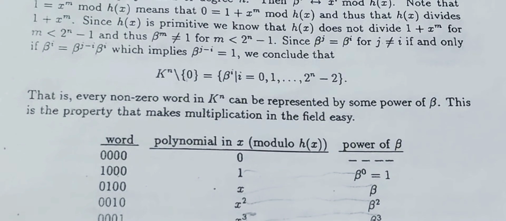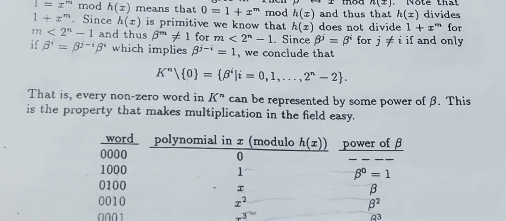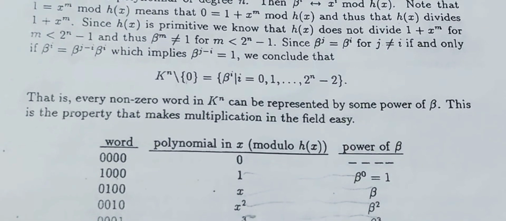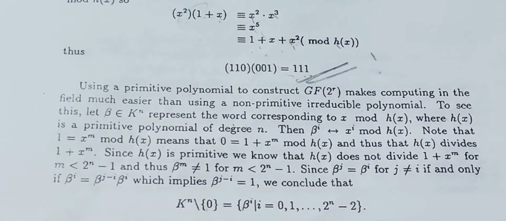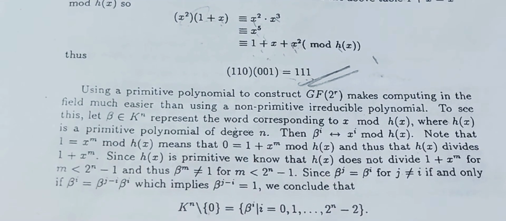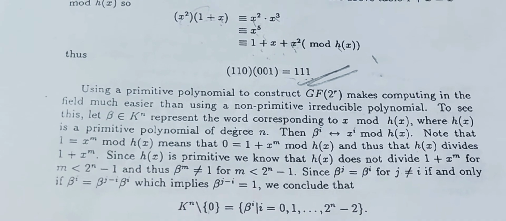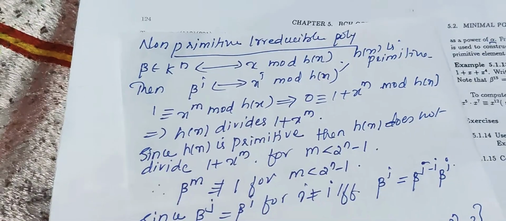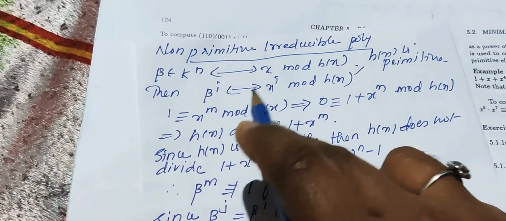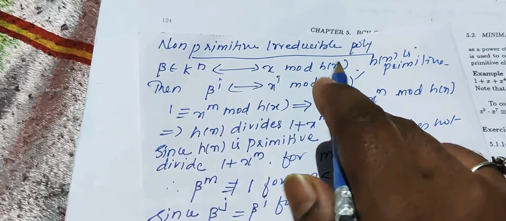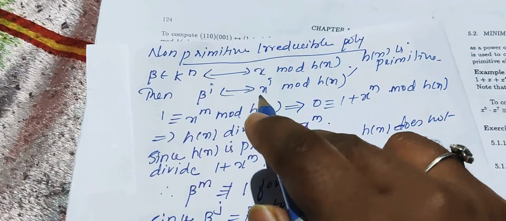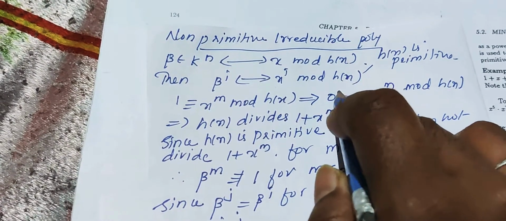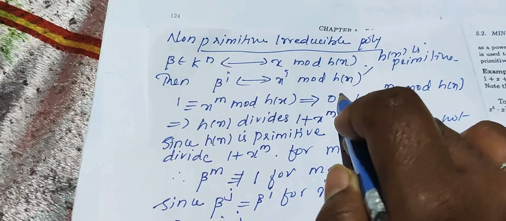This is the property that makes multiplication in the field easy. This is the construction; it is the easy way, the process, of doing a Galois field construction. So what we do here is take each element beta belonging to k raised to n, which corresponds to the word x mod h of x. Similarly, beta I corresponds to x raised to I mod h of x, where h of x is a primitive element. That is, h of x doesn't divide 1 plus x raised to m.